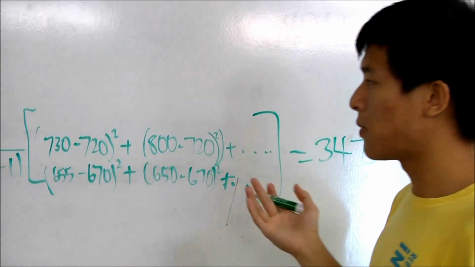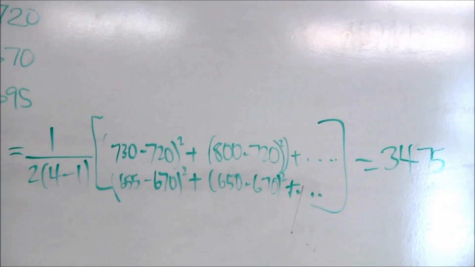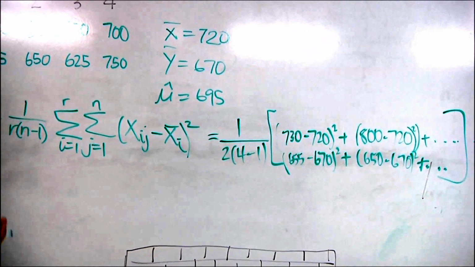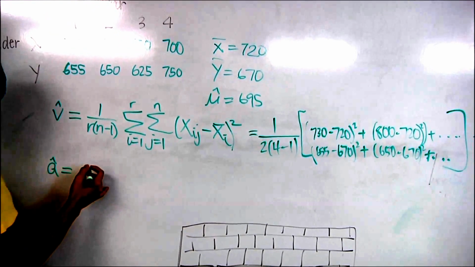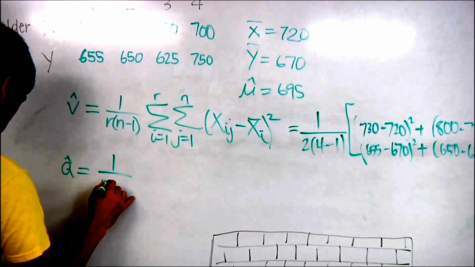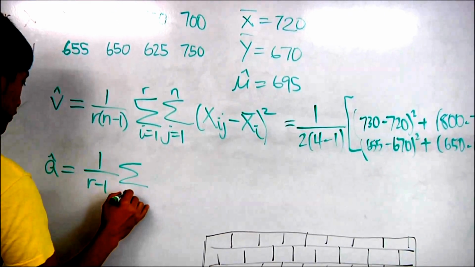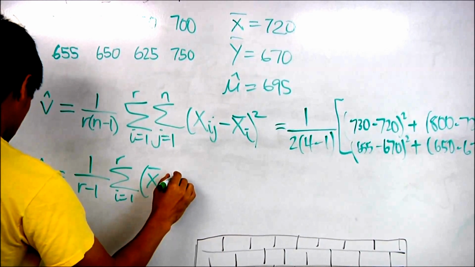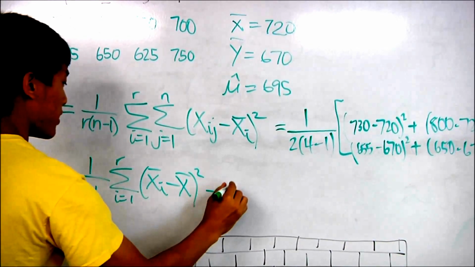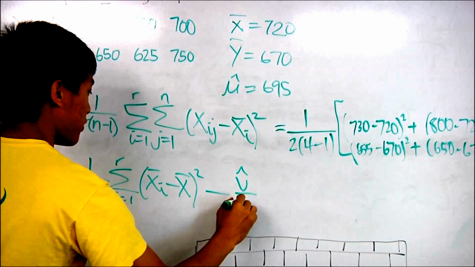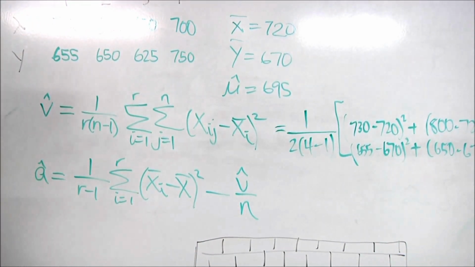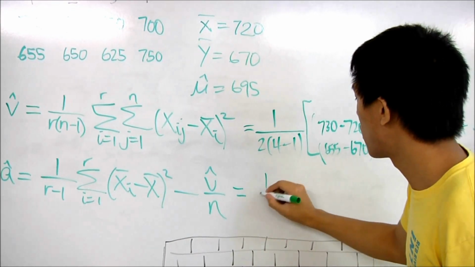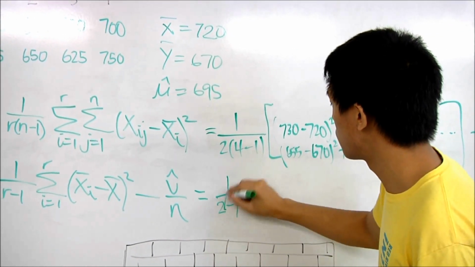All right, so from there we go on and find A hat, which is the estimate of the variance of the hypothetical means X bar and Y bar. The formula for that is 1 over R minus 1 times the summation from i equals 1 to R of X bar i minus X bar, squared, minus V hat divided by N, the number of years for which you have data. And if you go ahead and plug those numbers in, R is 2, so this would just go to 1.